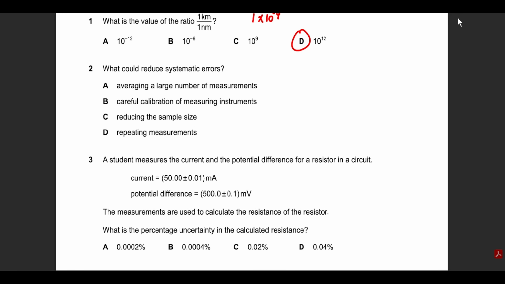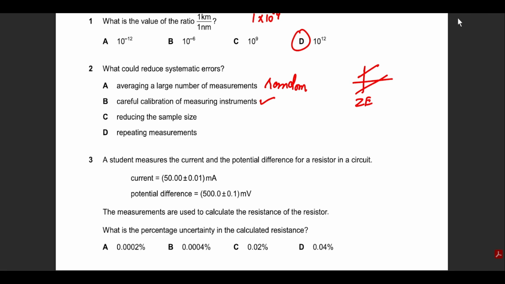Question 2, what could reduce the systematic errors? Now, systematic errors deal with, if it's about a graph, a false origin. It could be because of zero errors due to instruments, and basically dealing with instrumentation control and process. So averaging a large number actually reduces the random error. So this is what we do for random errors. Careful calibration, yes, so that we can get rid of zero errors.